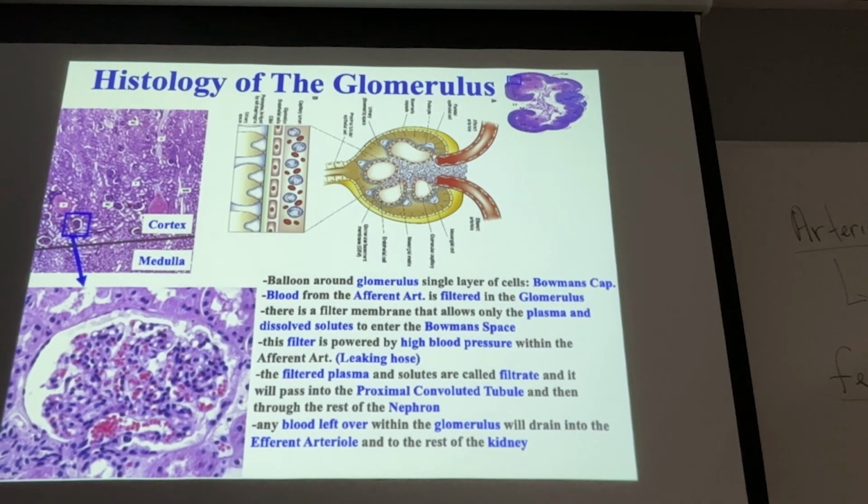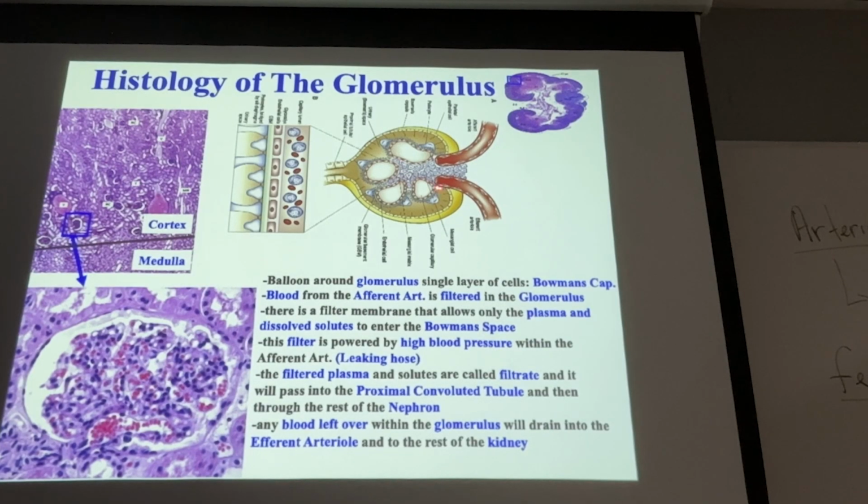Now, the actual glomerulus and the way Bowman's capsule is set up is my favorite histological part of the kidney. I've published several papers on glomerular filtration in salamanders, for example. So, I love this part of it.